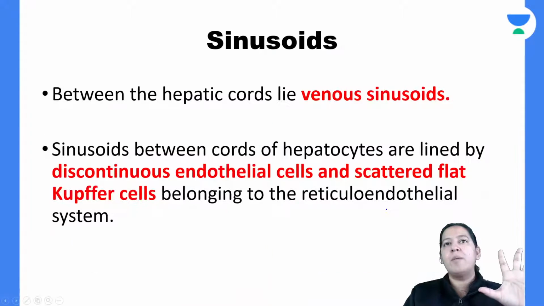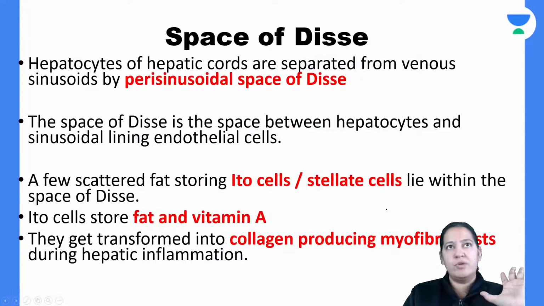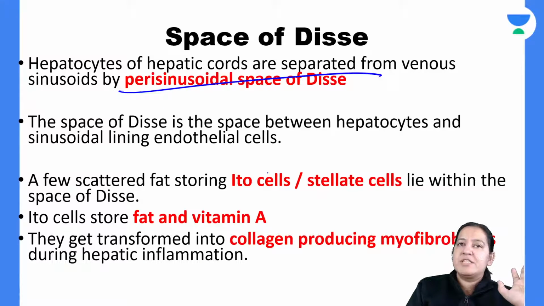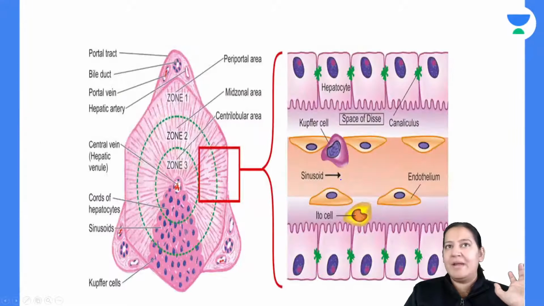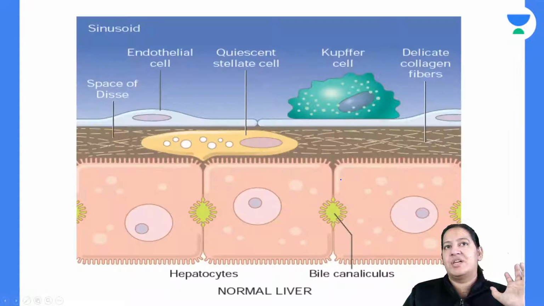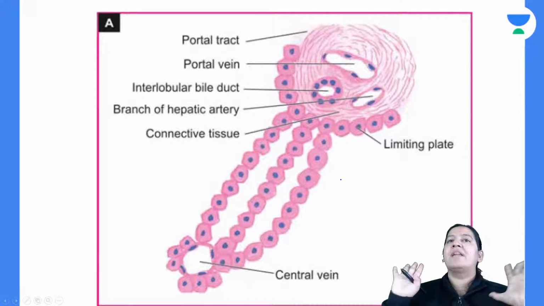So this is the diagram we framed yesterday. You know what sinusoids are, what the space of Disse is. The space of Disse contains the Ito cell. I have explained all this in yesterday's lecture. This is just a revision. So this is the final diagram of the liver.